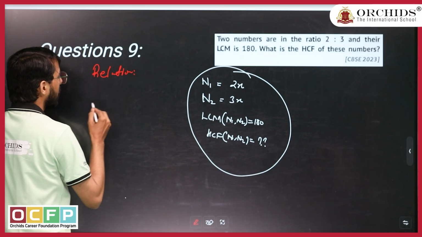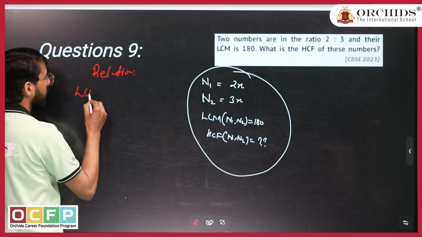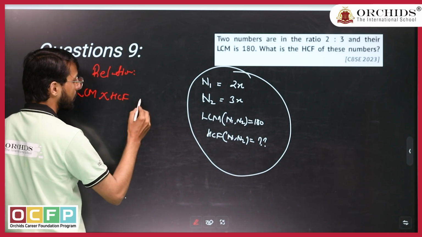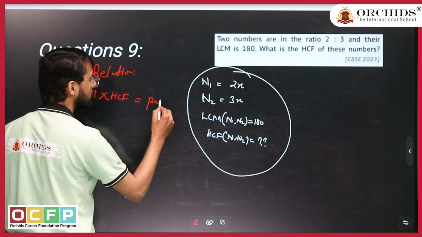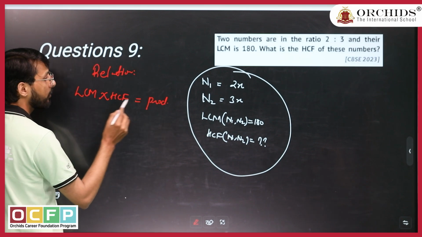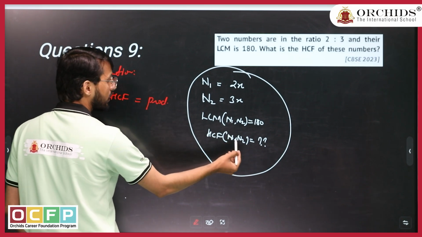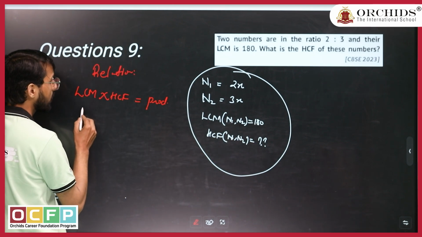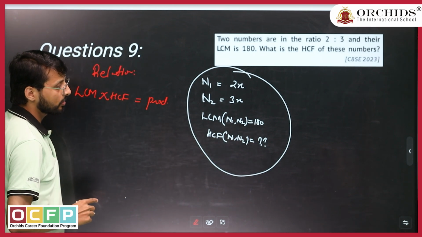Relation between LCM and HCF of two numbers: the product of the two numbers is equal to LCM into HCF. So first, let the two numbers be 2x and 3x. They have given us the LCM as 180, but they have not given the product.